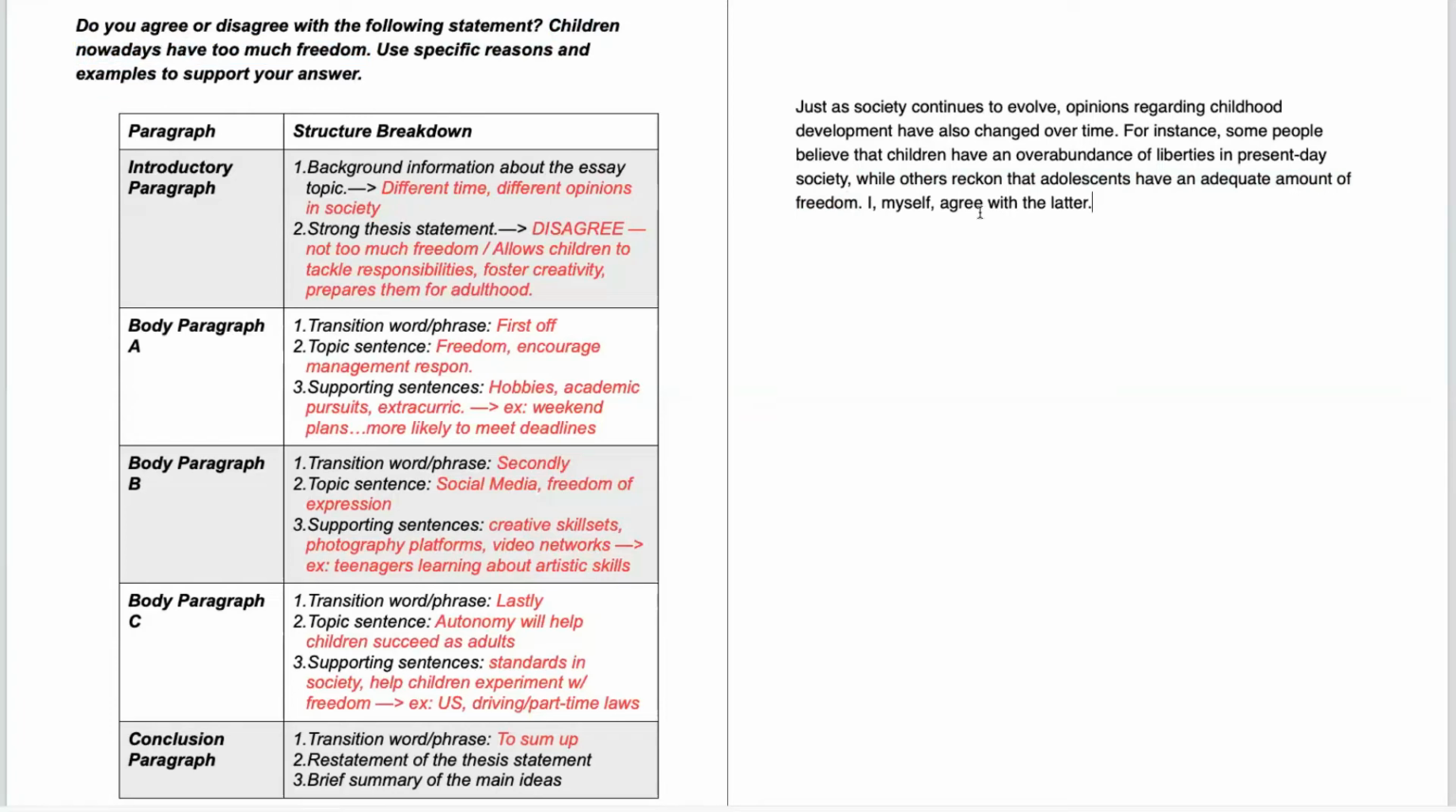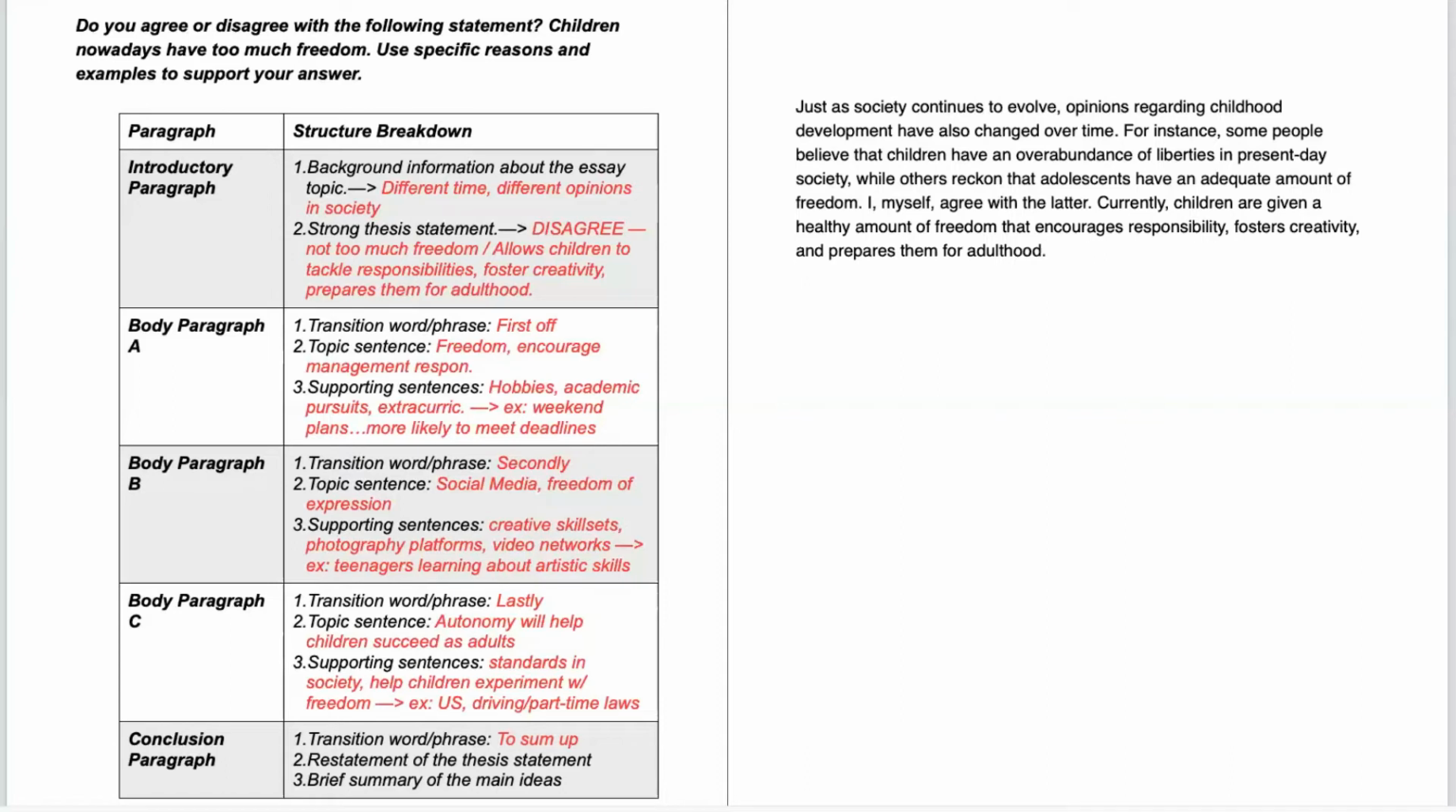Then I'm going to finish off with my thesis statement. So I'm going to say, "Currently, children are given a healthy amount of freedom that encourages responsibility, fosters creativity, and prepares them for adulthood." So see how I really didn't change that much of my notes. I'm sort of looking at what sounds better, what I want to use in terms of synonyms when I'm actually writing, but the idea is all the same here. So that is the introductory paragraph.